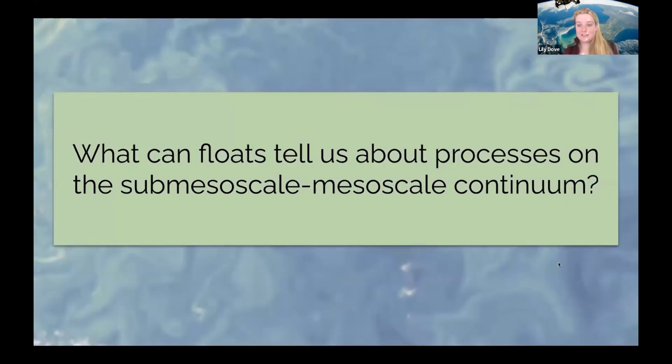So this is all very interesting, that we have an understanding that there's probably more active ventilation happening in high eddy kinetic energy regions. But the question becomes, do we know what processes are leading to those distributions that we are observing? And so this led to me attempting to pull out some processes on the sub-mesoscale to mesoscale continuum from the floats about what's setting these distributions.